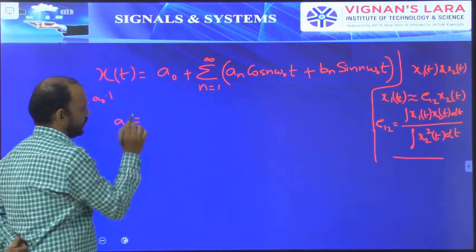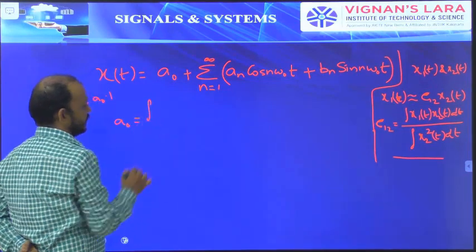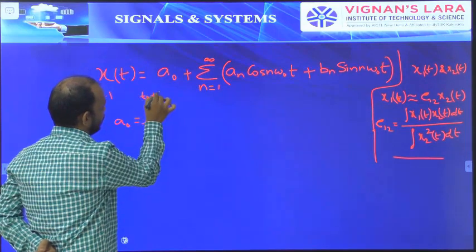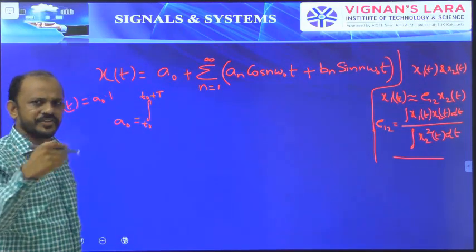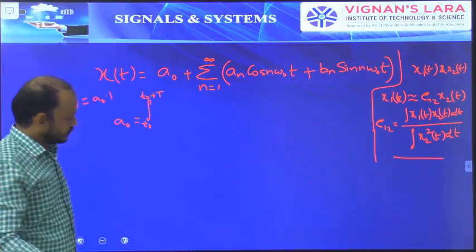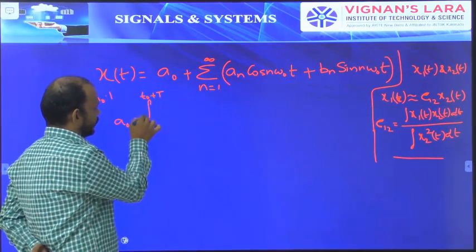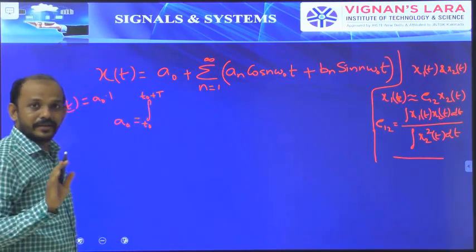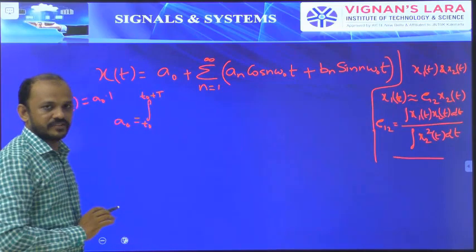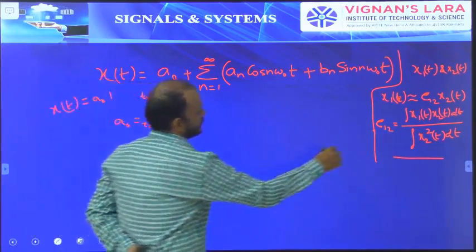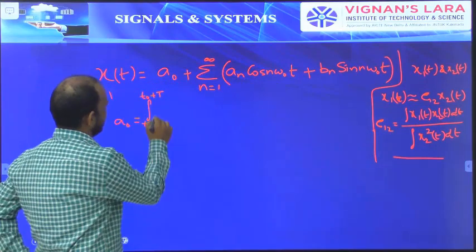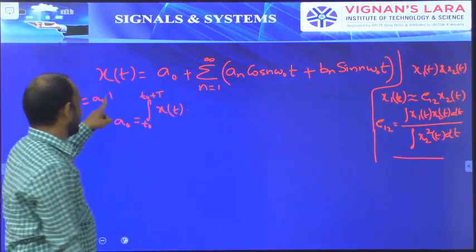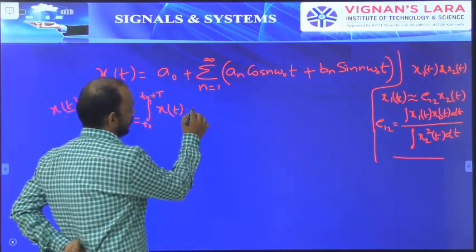So a0 value will be equal to integral. Here the limits are t0 to t0 plus capital T. Or if you want to write it simply, you can write 0 to capital T. This is also the same. If t0 equal to 0, what happens? 0 to 0 plus capital T is capital T. First thing. Next, what do you write? x1 of t. So here x1 of t is x of t, into x2 of t. x2 of t is 1. So here write 1.